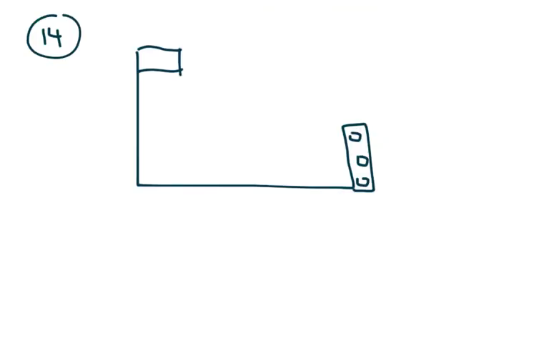Problem number 14. A flag is 100 feet from the base of a building. That means the distance down here is 100 feet. If the angle of elevation from the bottom of the building to the top of the flag is 54 degrees, how tall is the flag? So this is 54 degrees, and we want to find the height of the flag.